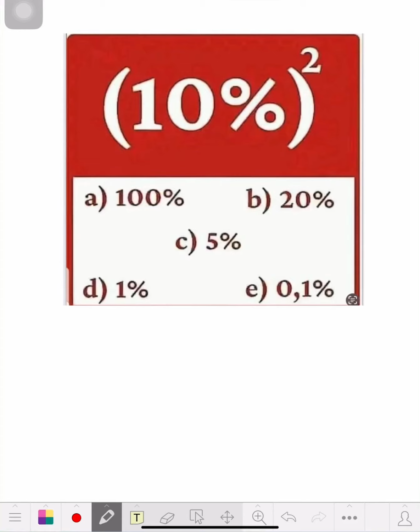Class, Mr. Stone here. The problem we're faced with today is (10%)² in brackets. This is probably something we don't see too often, 10% squared. And you might say, oh wow, this is real hard. So now you're looking at these different things, and what do you want to guess? Do you guess 100%? 10 times 10 is 100.